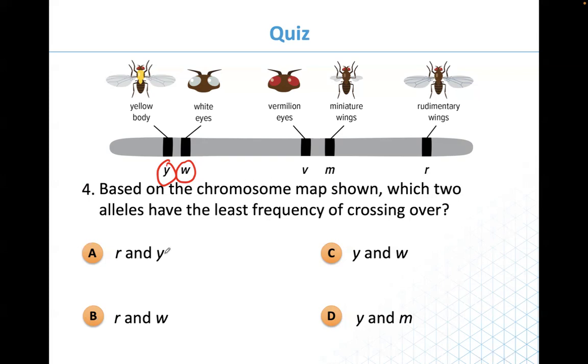R and Y would cross over because they're far away from each other. R and W can also cross over because they're far from each other. Y and M can also cross over, they're far from each other, but these two are too close. They will rather be inherited together.